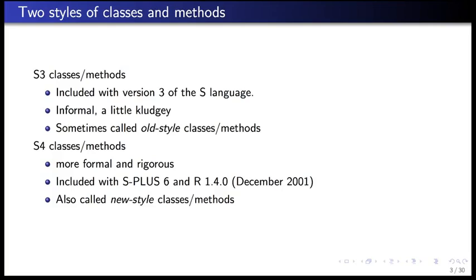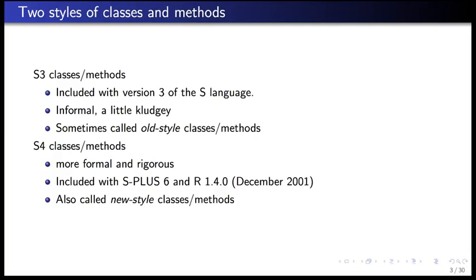The first system is called S3 classes and methods. This system was included with version 3 of the S language. It's a very informal system, and frankly a little kludgy. If you look on the web, it's sometimes referred to as old style classes and methods. The main limitation with this type of system was that the new classes of data did not have a formal definition, and so they could run into problems for more complicated situations.